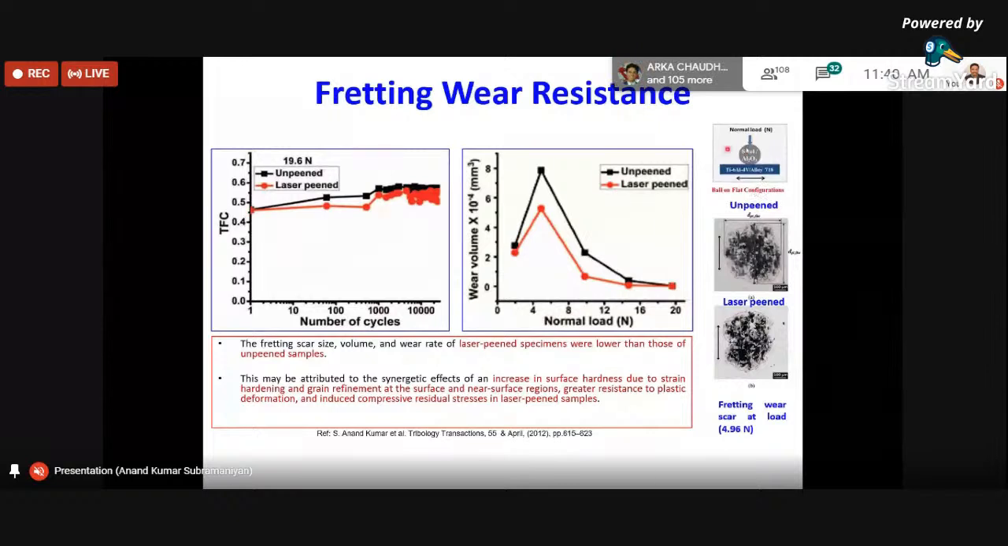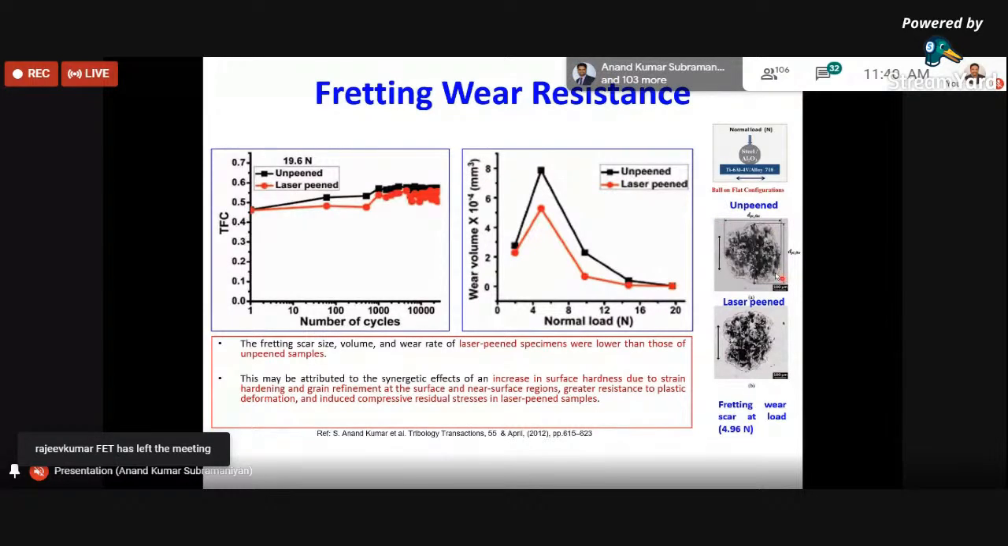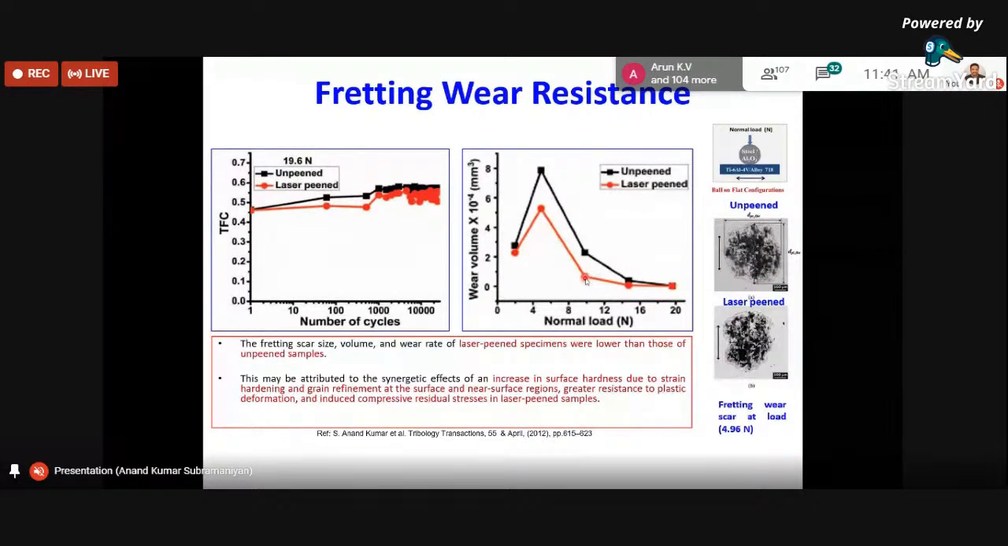And quickly, regarding the fretting wear resistance of this laser peened sample, one can find that, for example, after doing this test with a ball and flat configuration, this is how the wear scar would look. It is more like the ball will try to indent during this wear process and generate this wear scar, and we measure the diameters, both horizontal and vertical, and that's how the wear volume is depicted. And we can find that the wear volume in the case of laser peening is very small compared to unpeened because of its improved surface hardness.